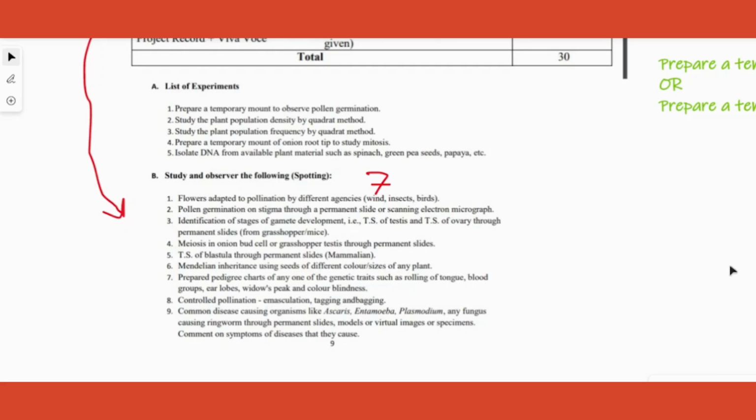Permanent slides are extremely difficult if your school does not have a 45x magnified microscope. So this is one dicey thing, but let's see how it goes.